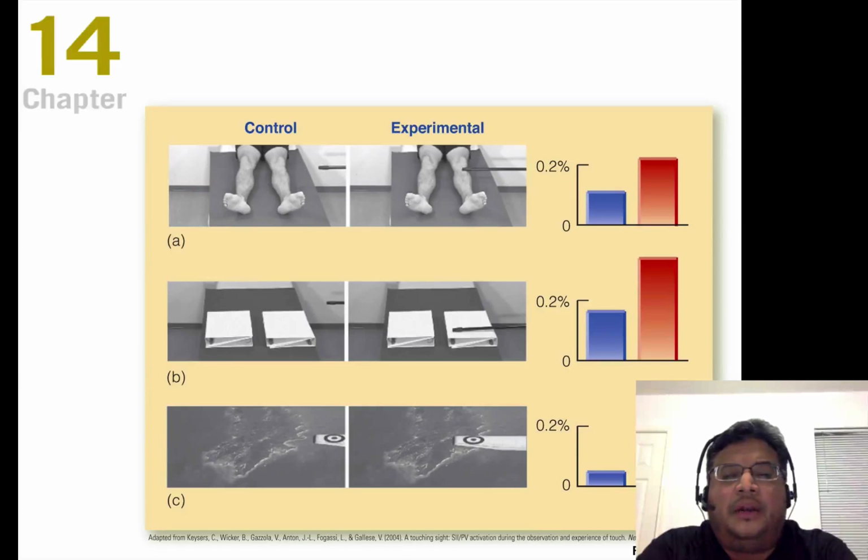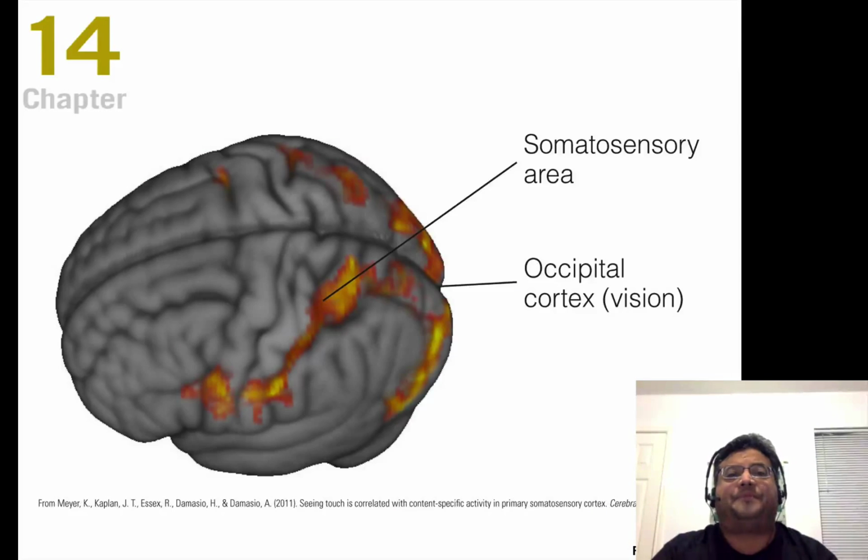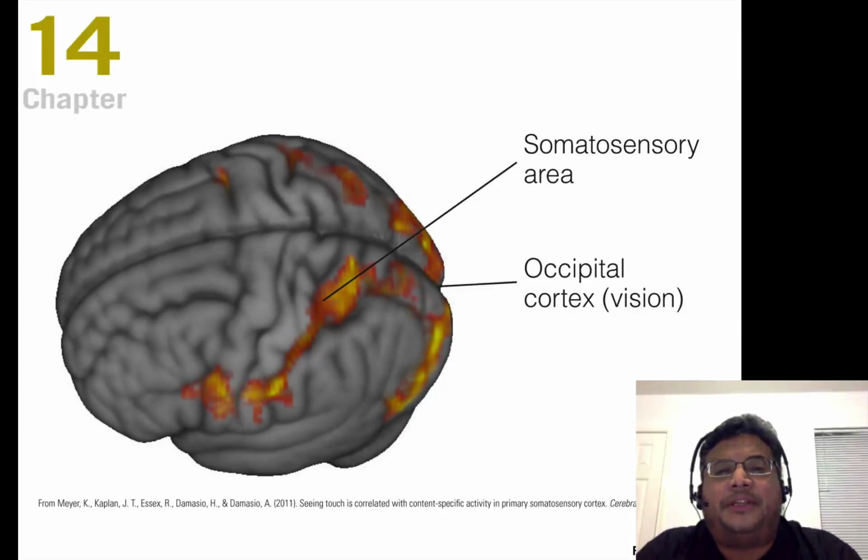Notice in the bottom that we simply have an airplane wing overlapping with an aerial view of an island, versus one that's not overlapping. And notice that did not cause a change in the activity in the somatosensory cortex, which tells us that this activity is directly related to touching objects or touching other people. So here's the somatosensory area that gets lit up whenever touching occurs, and here's the occipital cortex, which gets lit up when vision occurs.